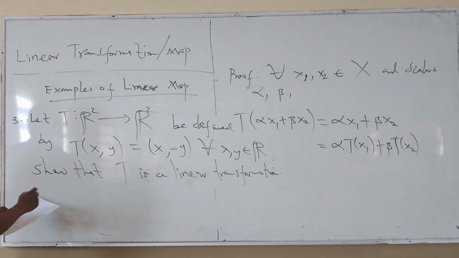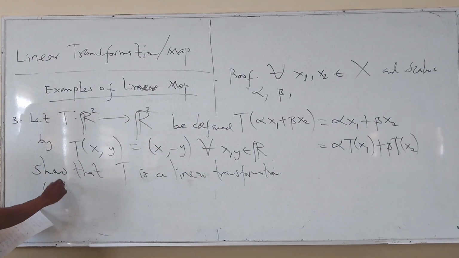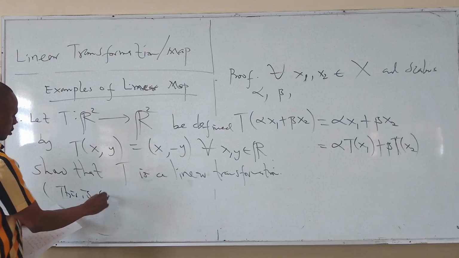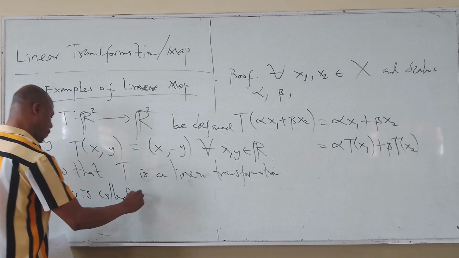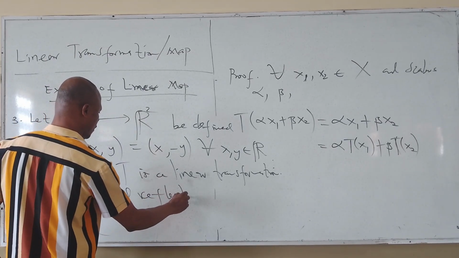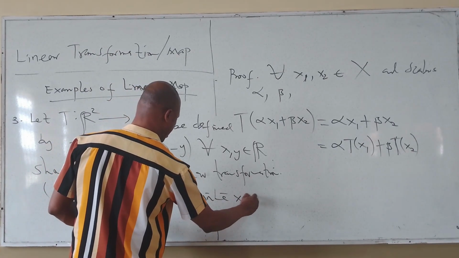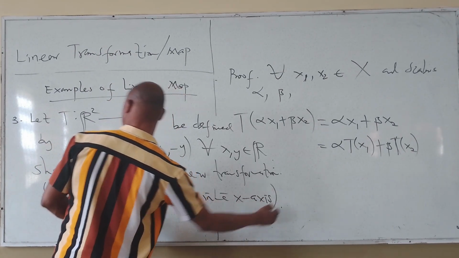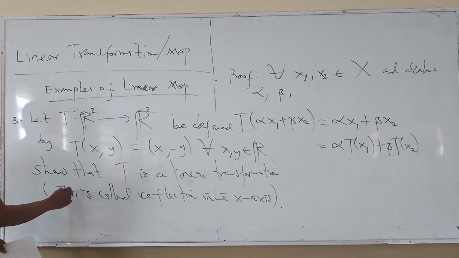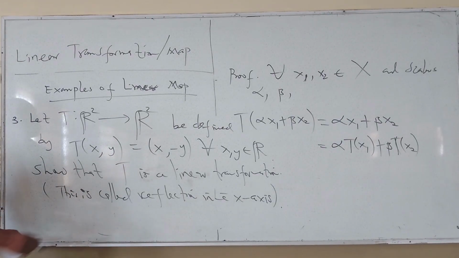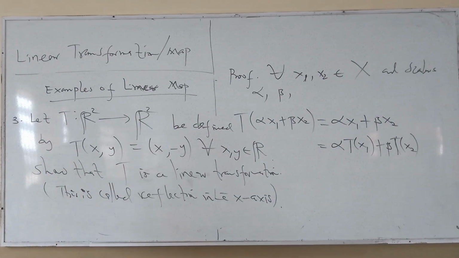In fact, this one is called reflection in the x-axis. You can see that. This is called reflection in the x-axis. Reflection in the what? X-axis.